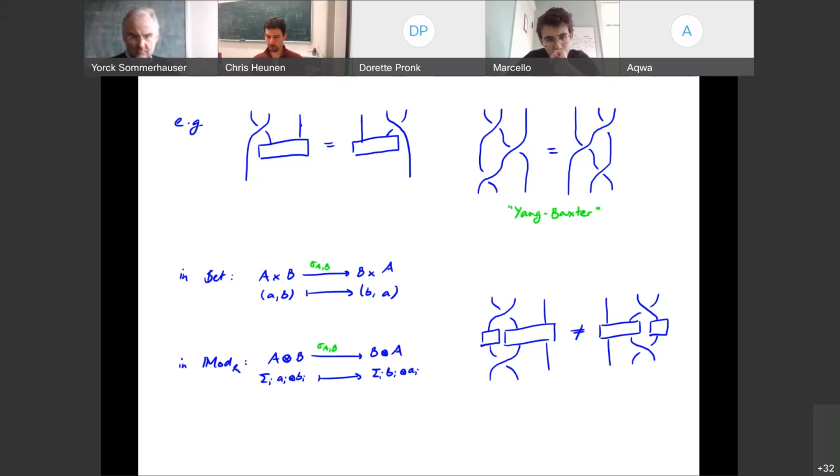On the bottom right here is a picture of 2 pictures that are not spatially isotopic to each other. So there is a braided monoidal category in which these 2 morphisms are not equal.